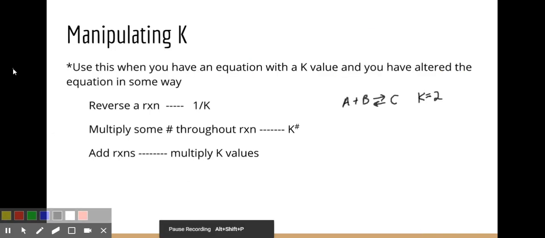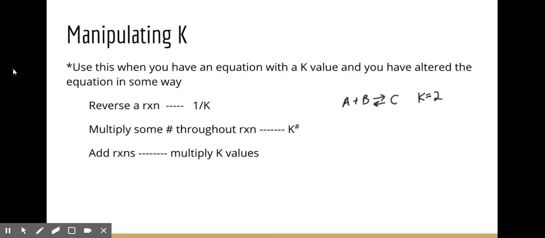So in this next slide, what I want to talk to you about is manipulating K. This is very similar to thermochemistry, if you remember what we did with Hess's law of summation. However, the way we manipulated delta H values when we worked with goal equations is different from manipulating K values. The reason being is the way you calculate K versus the way you calculate delta H. And if you have a question about that, you can come ask me directly.